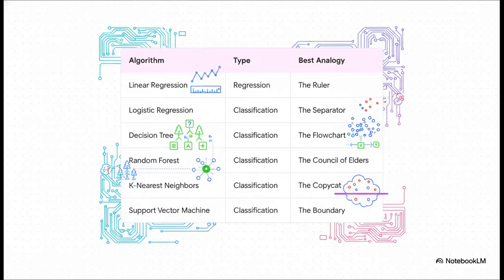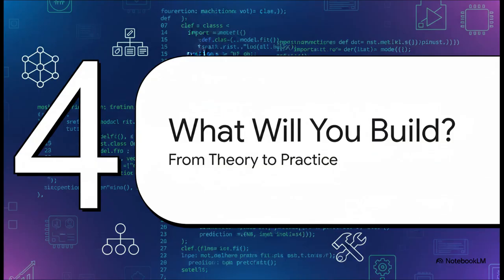So let's put it all together. Here is your machine learning cheat sheet. We have our ruler for predicting numbers, and then we have our 5 powerhouse classification tools: the separator, the flowchart, the council of elders, the copycat, and the boundary. Each one has a totally different strategy, but now you have a clear mental model for what each one is trying to do.